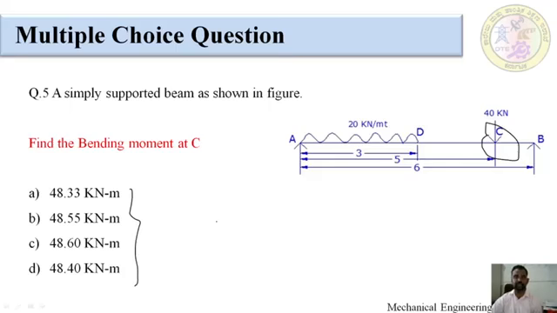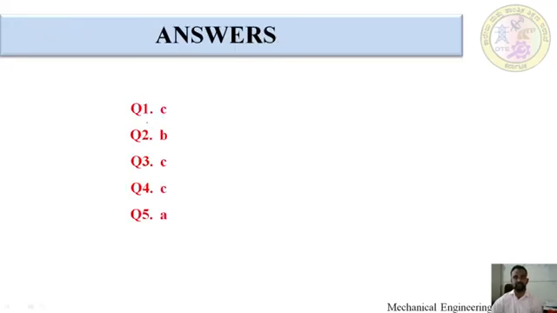Okay, next slide is the answers to the multiple choice questions. These are the answers. First question answer is C, second question answer is B, third question answer is C, fourth question answer is C, fifth question answer is A. Do carefully before going to answer. Simply don't note down the answers, you do properly.